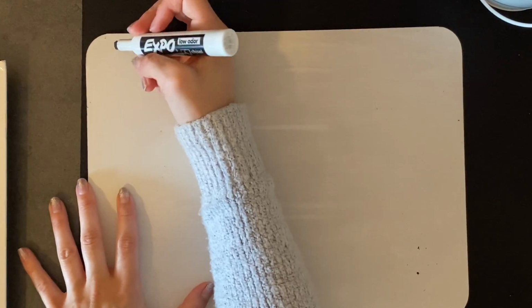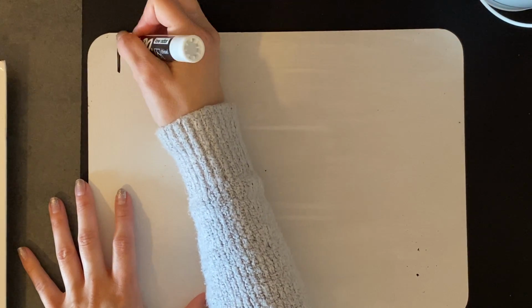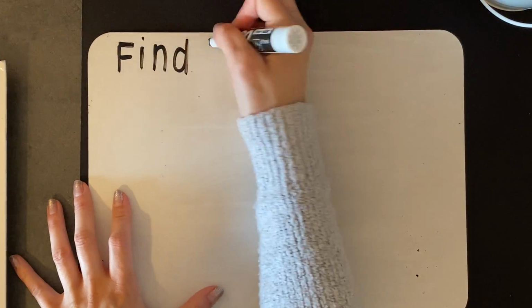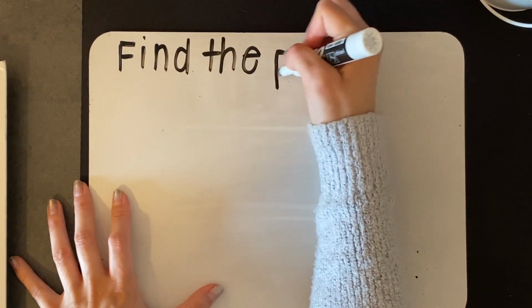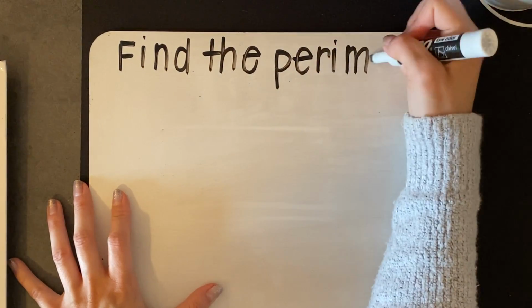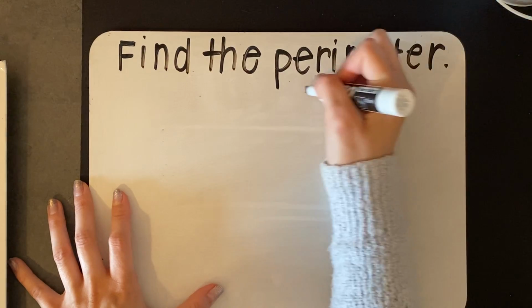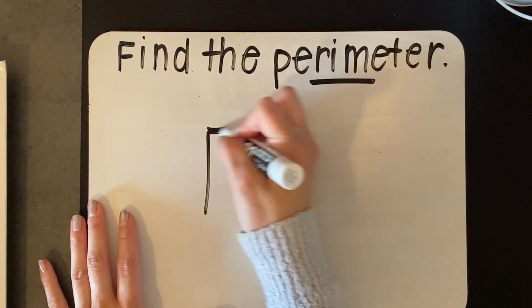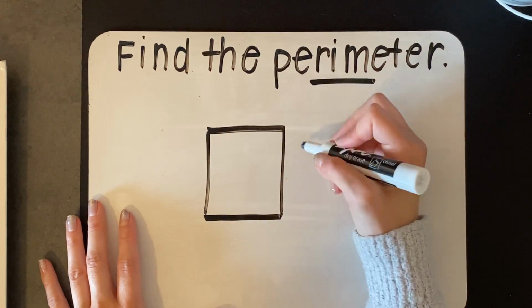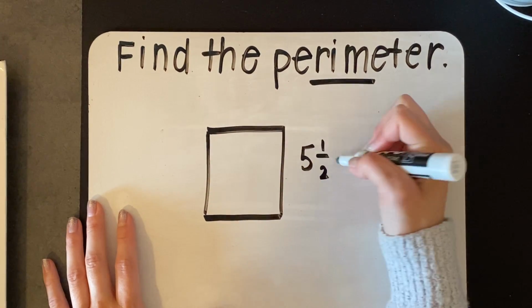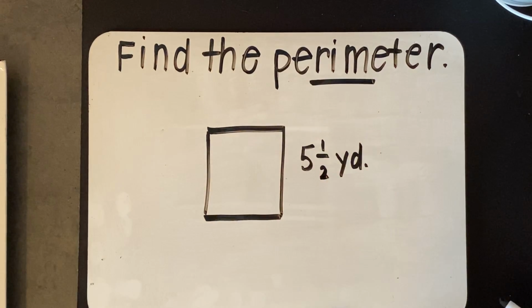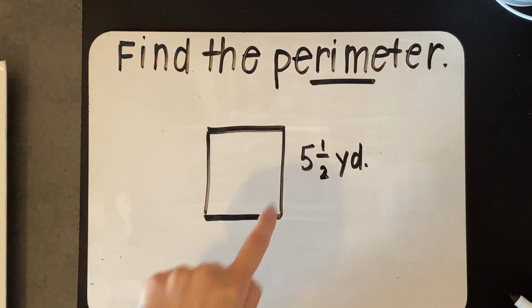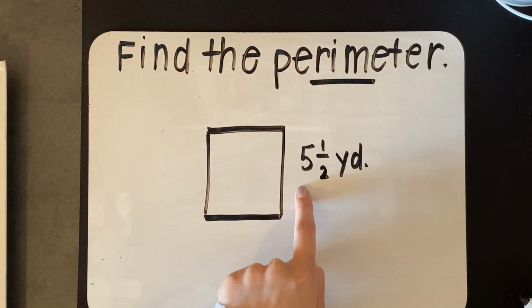Something else they could ask you to do today is, instead of asking you to find N, they could ask you to find the area or find the perimeter. So this example is find the perimeter, which is the outside distance around the shape. But they're giving us a mixed number. So they're saying this side is 5.5 yards.